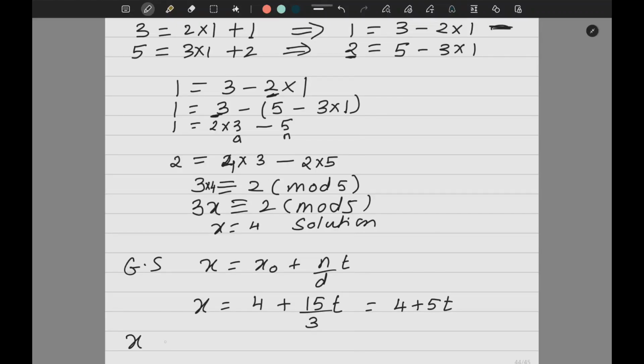So what will be the x values? First you put t is equal to 0, so 4. T is equal to 1 means 9. T is equal to 2 means 14, and so on. So if you solve without reducing, probably you will start answers from 14 or the later numbers, but all will be congruent solutions. Right? So this is how we get the solution of the equation.